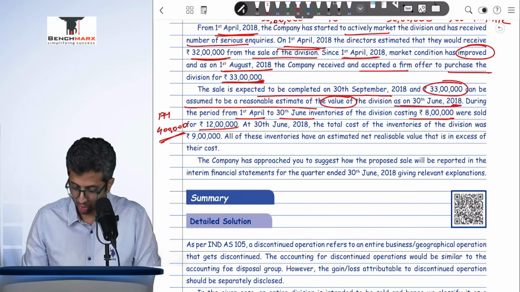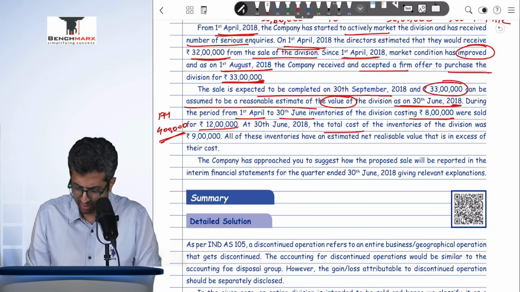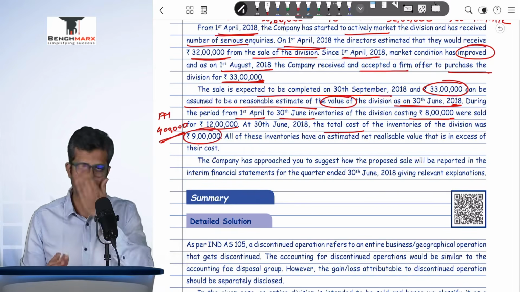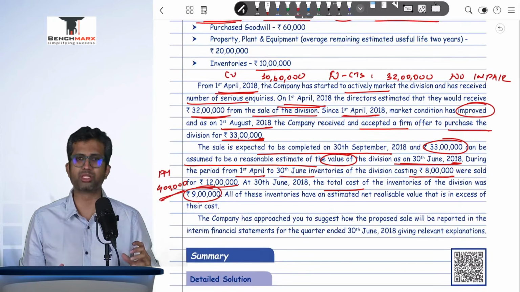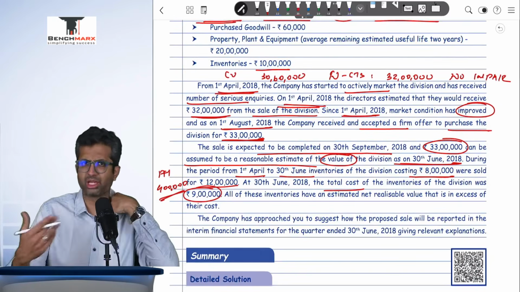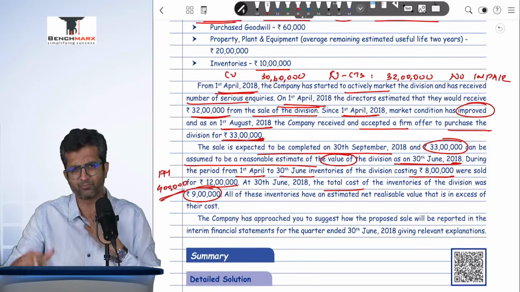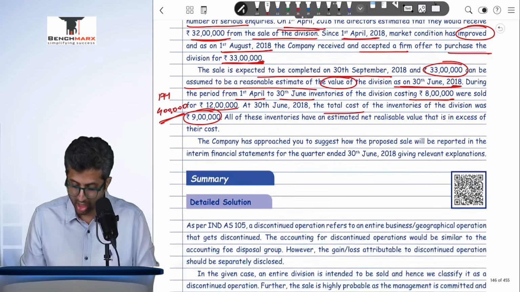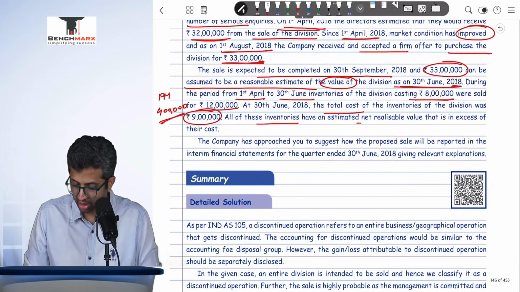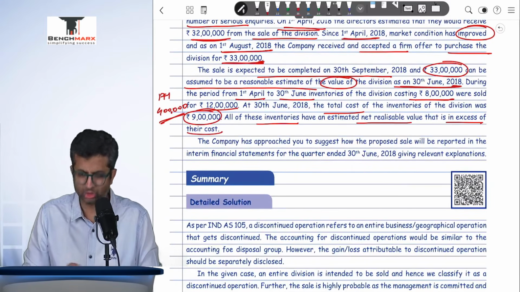As at 30th June, the total cost of the inventories of the division was 9 lakhs. Now a student might say that initially the inventories were 10 lakhs. 8 lakhs worth of inventory is sold, so ideally 2 lakhs should be left. However, it is possible that I can even continue to purchase inventories as they get sold, and hence if the inventories are 9 lakhs, well, they are 9 lakhs. All of these inventories have an estimated NRV in excess of their cost, so there is no write-off.